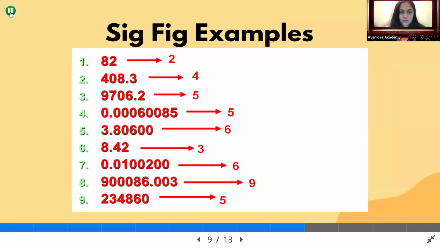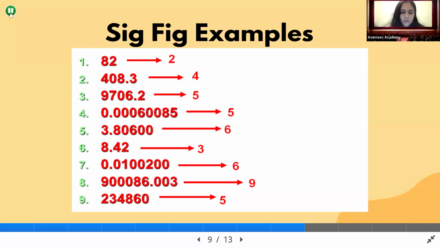Let's look at some sig-fig examples. Number 1, 82, how many significant digits? Well, they're both non-zero digits, so there's 2. You can go through some of these on your own, but I'll pop to number 3, for example. There is 1, 2, 3, 4, 5. Each value is significant. Number 4, remember all the zeros in front of the non-zero digit are not significant, but ones that are in between 2 non-zero digits are. So therefore the 60085 are the only significant figures there. So there's 5 of them.